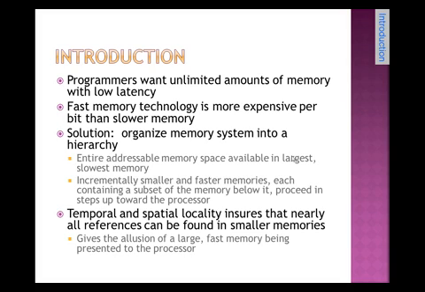The second point says fast memory technology is more expensive per bit than slower technology. If I am using registers, they are more expensive in comparison to the main memory. So fast memory is more expensive than the slower memory. Now what is the solution?